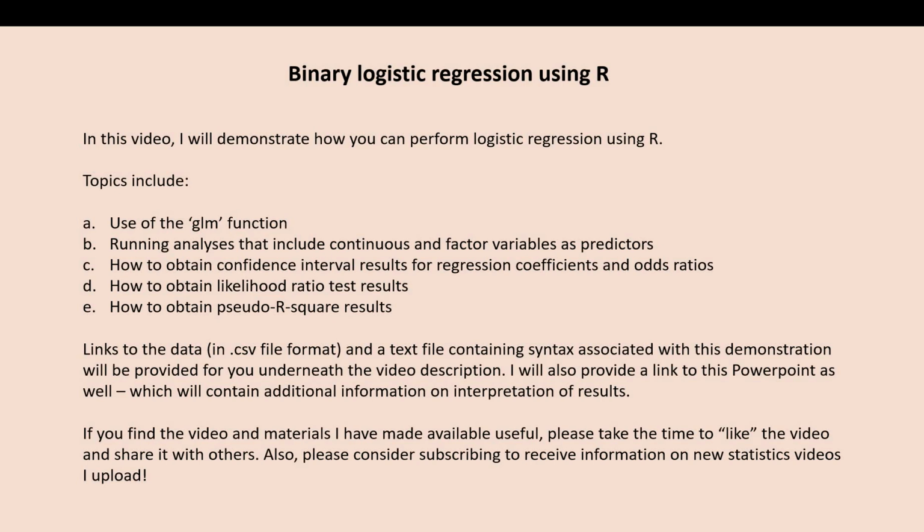Hi everyone. In this video I will demonstrate how you can perform binary logistic regression using R. Topics include use of the GLM function, running analyses that include continuous and factor variables as predictors, how to obtain confidence interval results for regression coefficients and odds ratios, how to obtain likelihood ratio test results, and how to obtain pseudo R-square results. Links to the data in CSV format and a text file containing syntax associated with this demonstration will be provided for you underneath the video description.